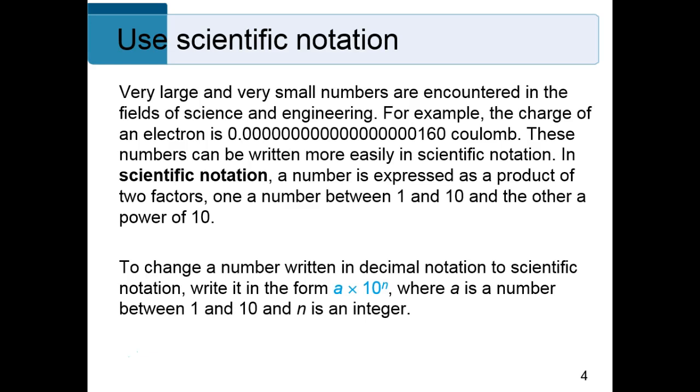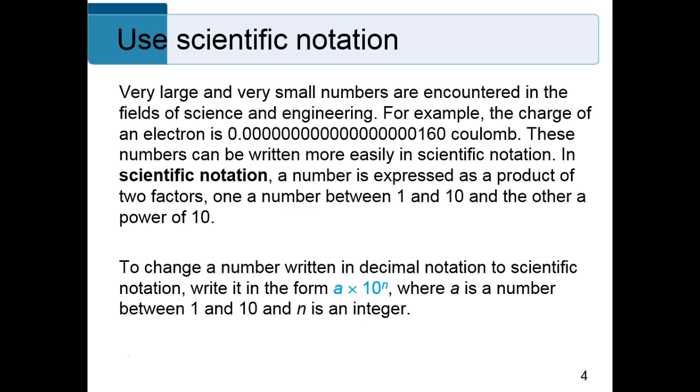It's 1.60, and then the n here is how many places you move that decimal point to get to that. Since this is a number less than 1, the n is going to be a negative number. If you had moved the decimal this way, which we'll see in a later example, then it would have been a positive. So a is 1.60. Your n here is negative 19. That's an integer. Remember, integers can be positive or negative.